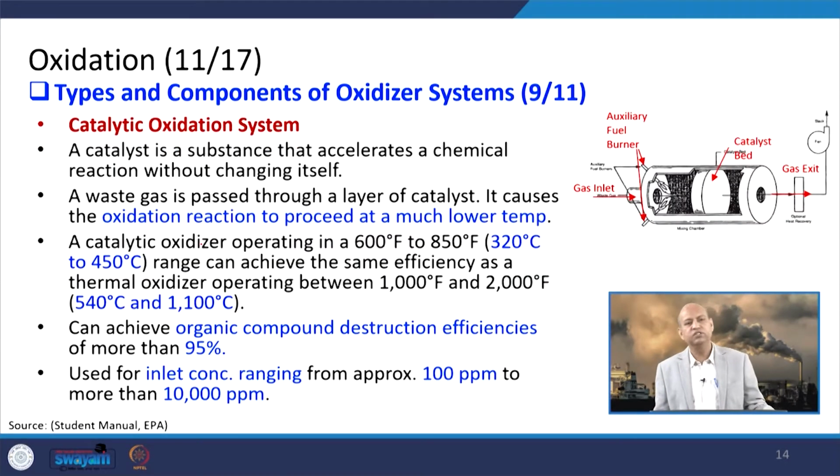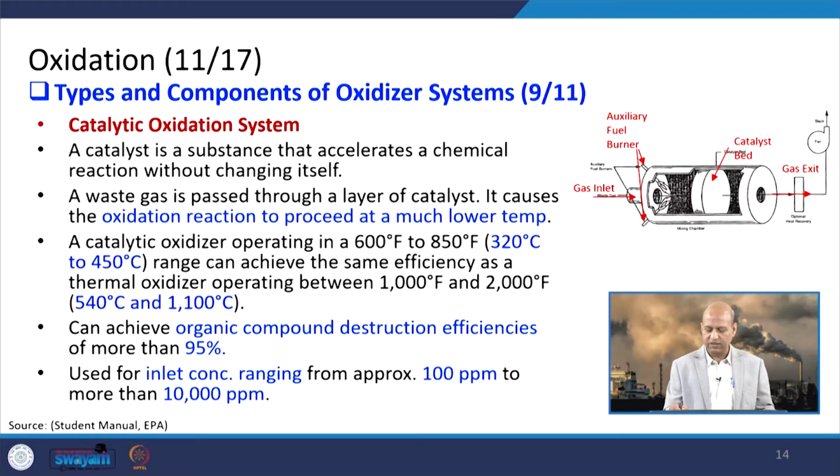Well, catalytic oxidation system is another way. We have seen the oxidizing systems and now the catalytic oxidation system, where a catalyst is a substance which accelerates chemical reactions without changing itself. Okay. So, the waste gas is passed through a layer of the catalyst and it causes the oxidation reaction to proceed at a much lower temperature. That is the advantage of this catalytic bed, where we pass the gas through, okay, and it passes through this catalytic bed, and at lower temperature we can have this oxidation of these gases, then gas exit is there, right.